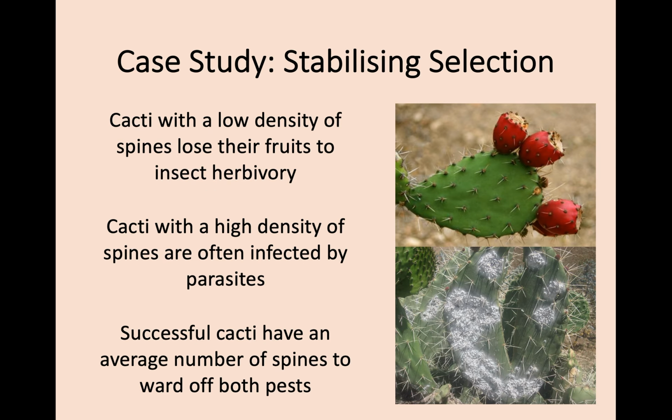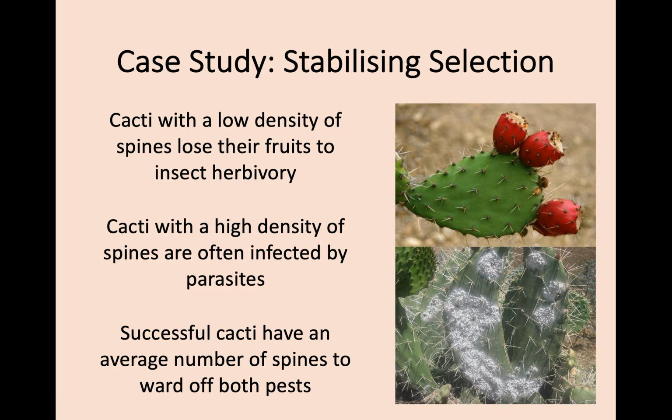So one example of stabilising selection here, we can look at cacti. If a cactus has a low density of spines on it, if this is what we're looking at just now, then it's quite common for them to lose their fruits to insect herbivory, so insects eating those fruits that are on the cactus. However, the cacti with a high density of spines are often affected by parasites, because it gives them a lot of cover and a lot of protection to take over. So if we're looking at the density of spines being a phenotype, one extreme of the range is a low density, the other extreme of the range is a high density of spines, and what we're seeing is both of these have a bit of a disadvantage.